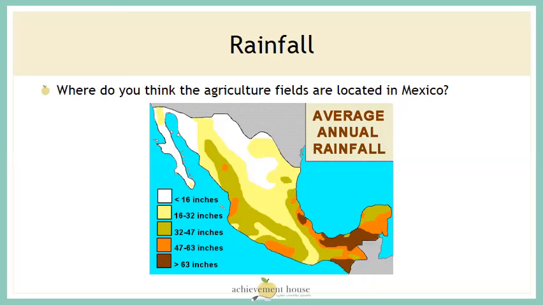When talking about rainfall, you could also look at the rainfall by region. Where do you think the agricultural fields are located in Mexico? If you look at this map that shows average annual rainfall, where would you want to plant your crops? The lowest amount of rainfall is the northern region of Mexico, which happens to be the desert area. You would not want to be a farmer in the northern regions of Mexico.